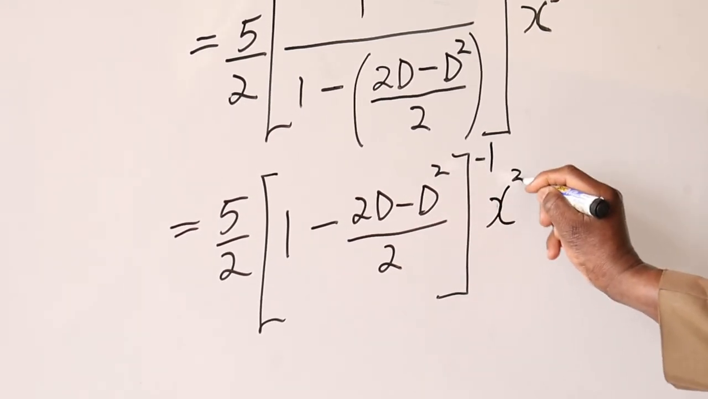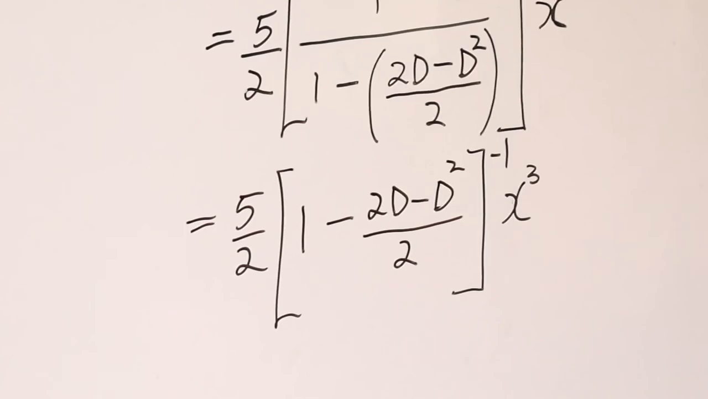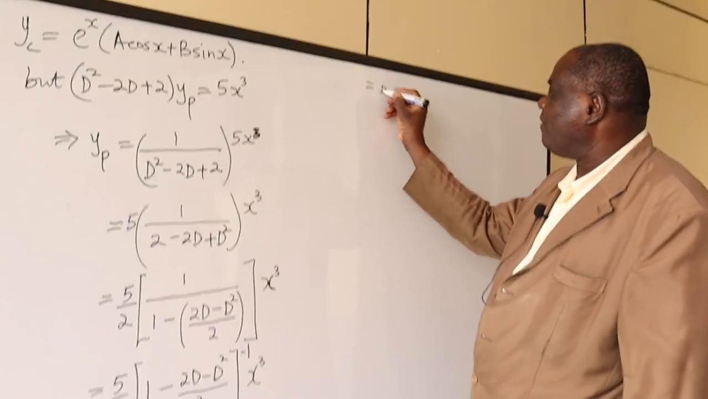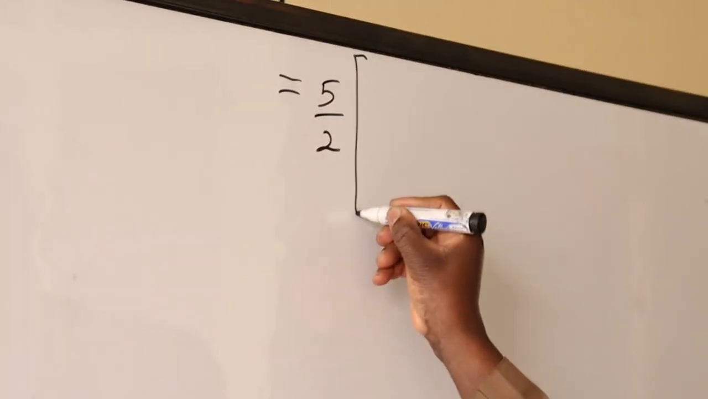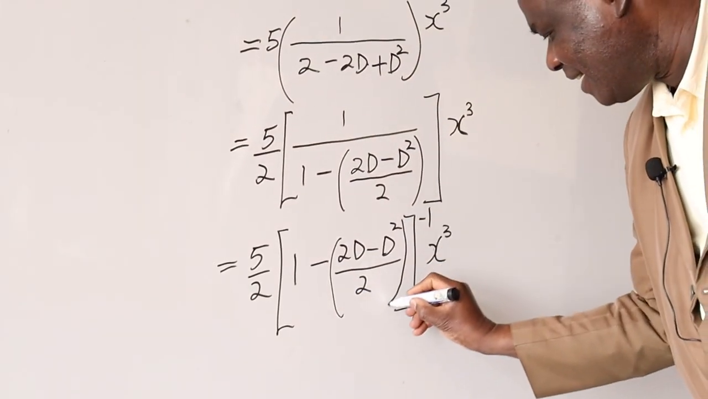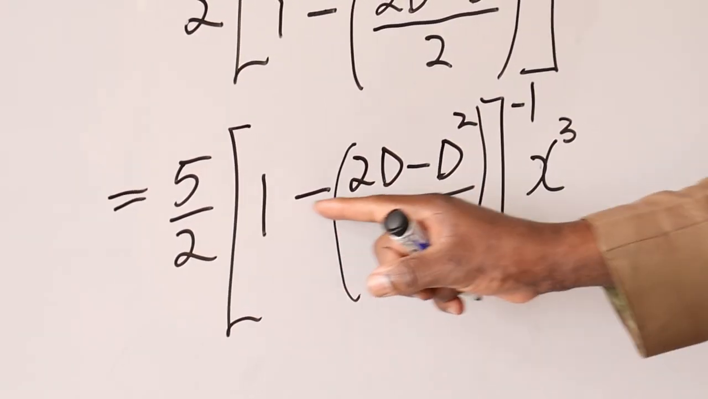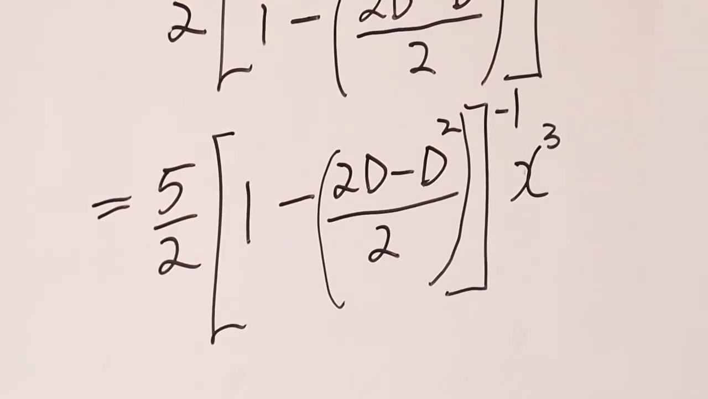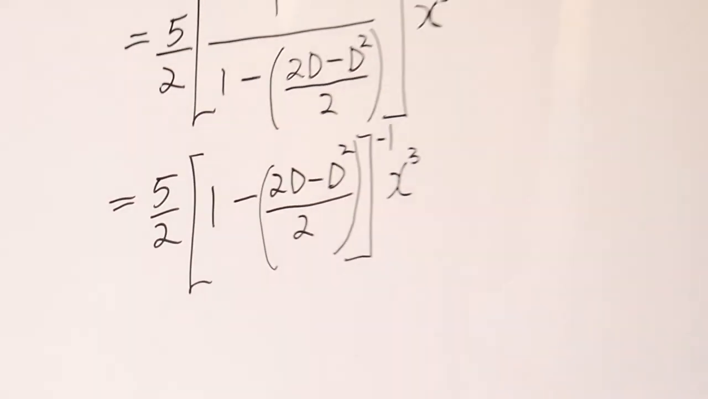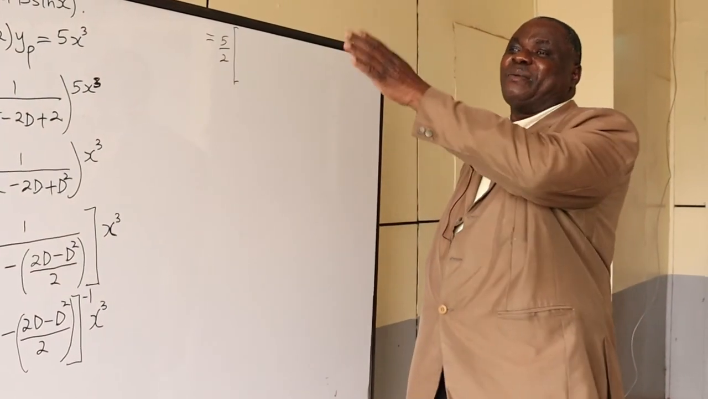Now multiplying x cubed, which will be equal to 5 all over 2. We can now expand this. Let us put a bracket here. We can now have 1 minus something here. So if it is in that format raised to power minus 1, it now resembles the expression 1 minus d raised to power minus 1.